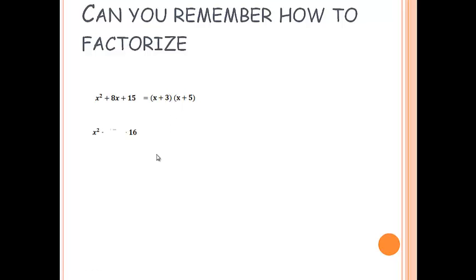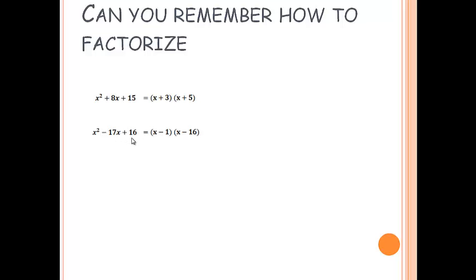Another one, x power 2 minus 17x plus 16. Also we can factorize x power 2 as x and x. What about the last term? The last term is positive, so the 2 signs are alike, and the sign of each is the sign of the middle. The middle term is negative, so negative, negative. What about 16? I want 2 numbers whose product equals 16 and whose sum equals 17.